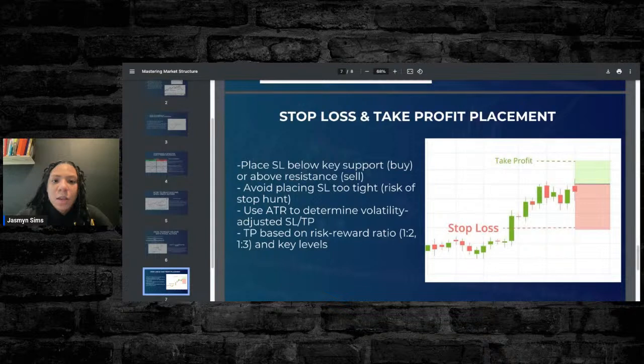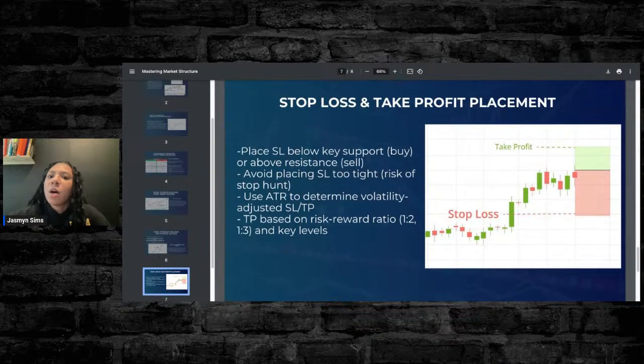So the next thing is just stop loss and take profit placement. Here's a good example. I can't really say where they entered, but just using this graphic, I'm able to tell that whatever they did, they ended up buying due to the take profit being above the stop loss. So it's important to place the stop loss before key support or above resistance, just depending on if you're buying or selling. You also want to avoid placing a stop loss too tight.